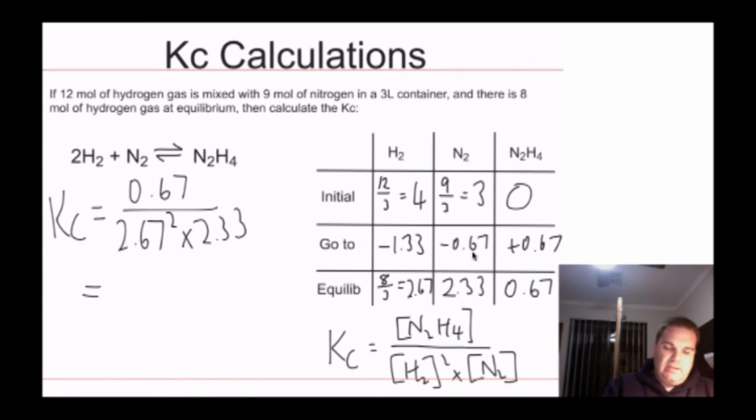Put that into your calculator and you get a value of 0.04. So that's a really low Kc value, again, highly favouring the reactant, not much product there at all. Okay, so those two are kind of similar, they're your basic ones. Make sure you can do those first and then you can start tackling some of these harder ones.